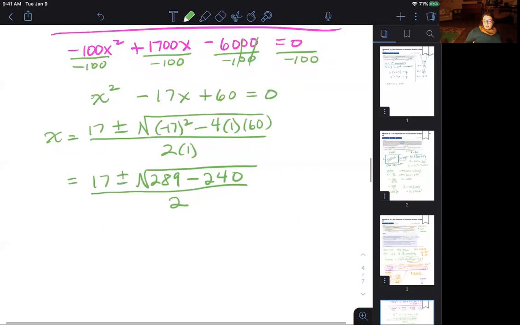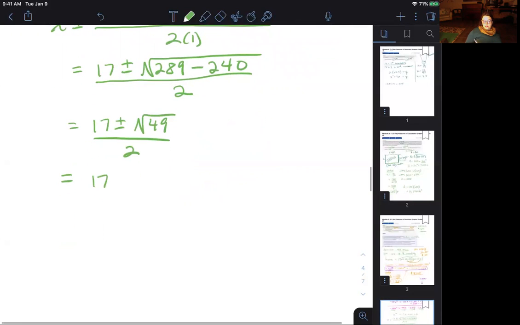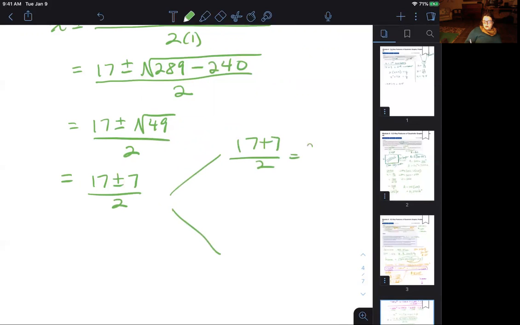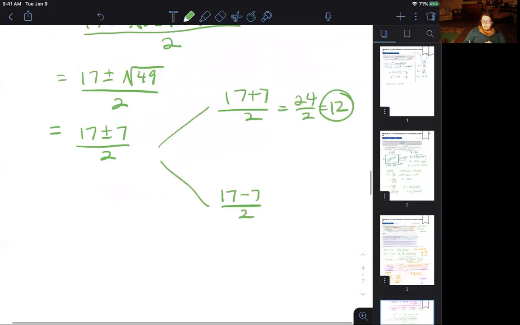And then once we go ahead and subtract these, we end up with 17 plus or minus the square root of 49 over 2. And then since 49 is a perfect square, we have 17 plus or minus 7 over 2, and we can split that into two different answers. So 17 plus 7 over 2 is 24 over 2, which is where we get the 12. And then 17 minus 7 over 2 is going to be 10 over 2, which is where we get the 5.